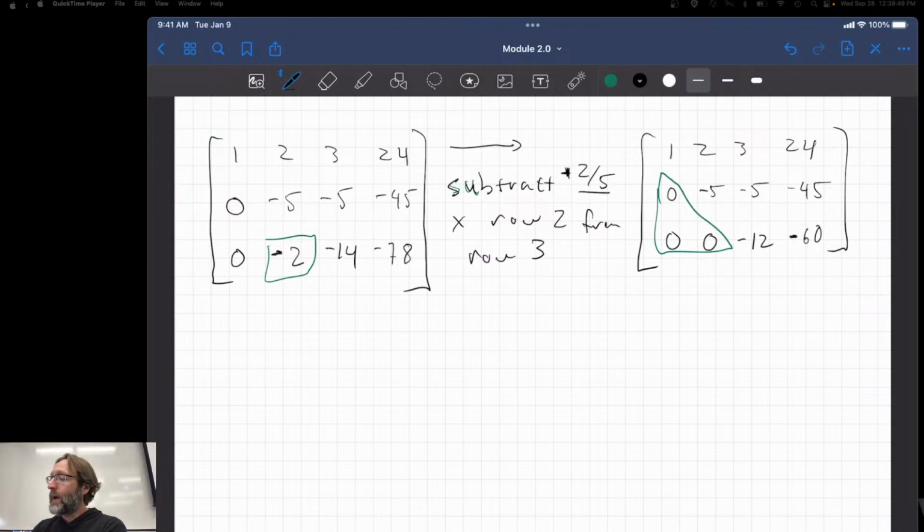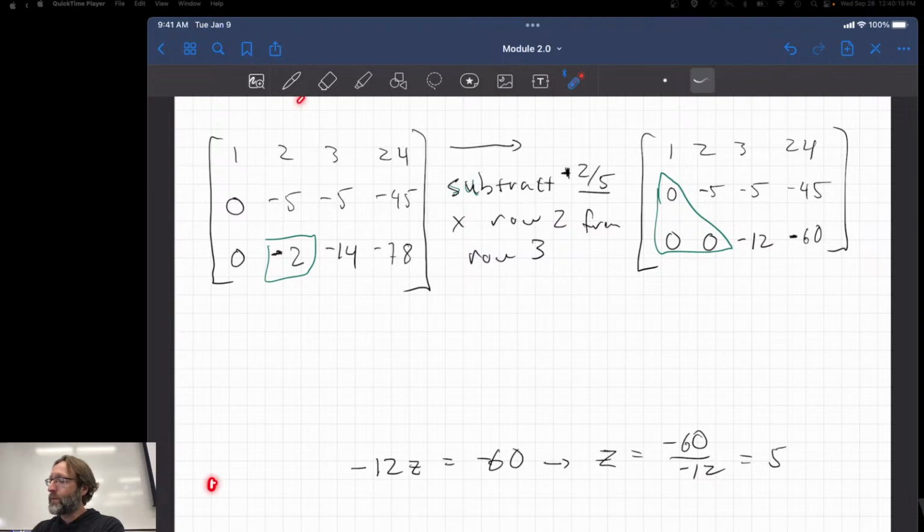Now, look at what that looks like with respect to the equations. Just look at the row 3 here. We've got -12z is equal to -60. We've got one equation with one unknown. What can we do? Yeah, just take that z is equal to -60 divided by -12, which is 5. Right? Now go up one row.